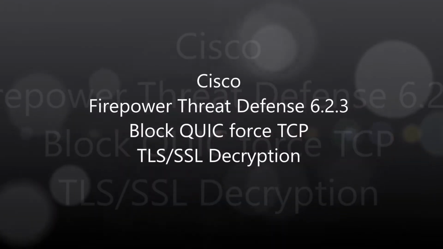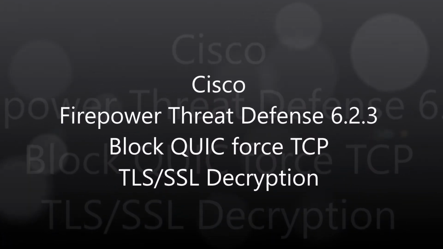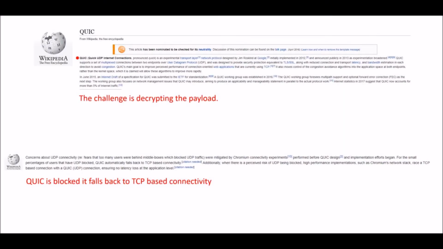Firepower Threat Defense 6.2.3: block QUIC to force TCP, so we can do TLS and/or SSL decryption.